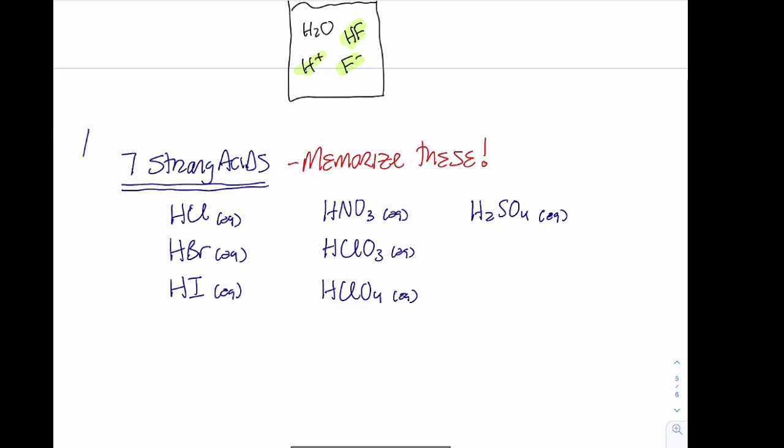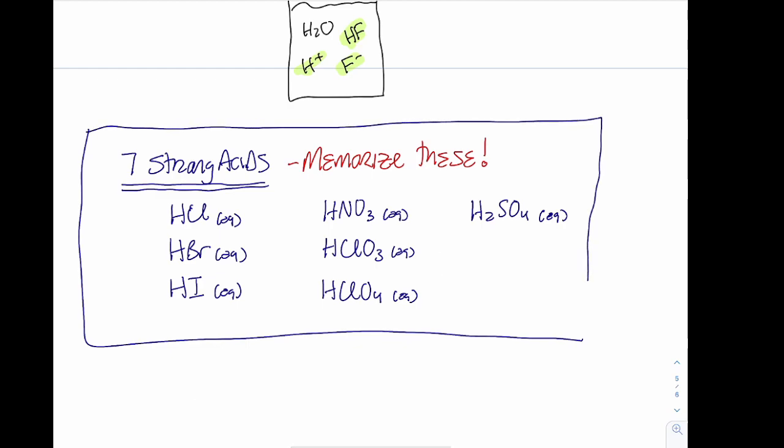So please learn these. If we were writing reactions with these, I'm not going to write reversible arrows, or equilibrium arrows. I'm not going to have equilibrium constant expressions for these. They are going to be 100% for all practical purposes dissociated in aqueous solution.